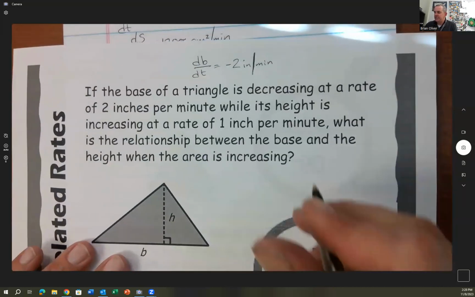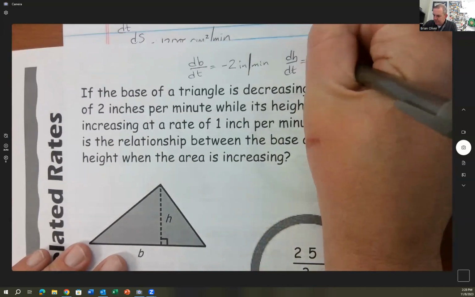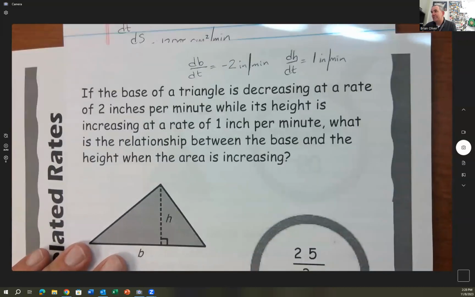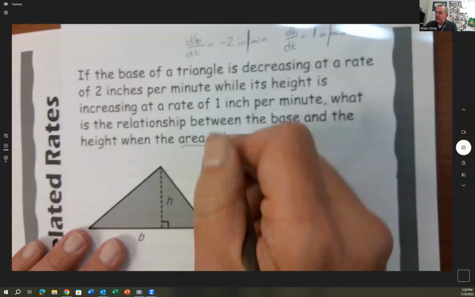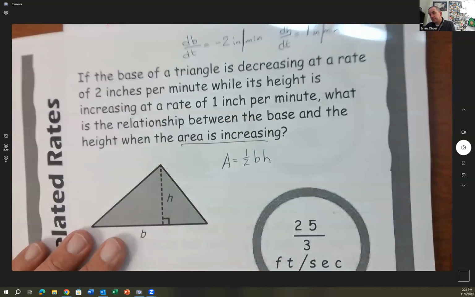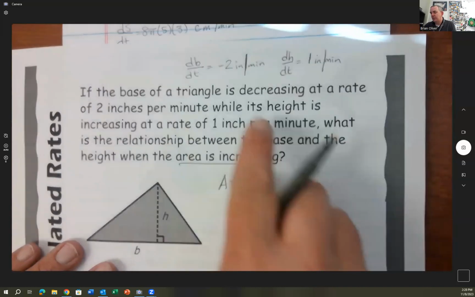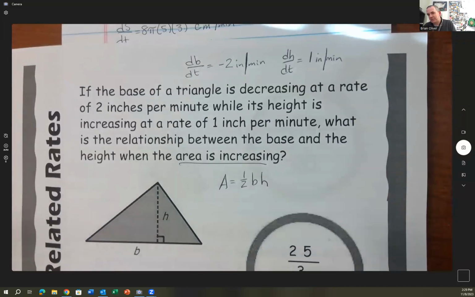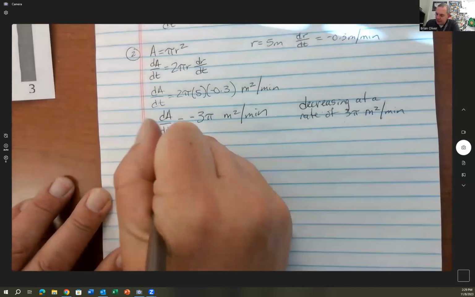While its height is increasing at a rate of 1 inch per minute. What is the relationship between the base and the height when the area is increasing? So area equals 1/2 base times height. So I have some stuff here, and notice I don't have an actual value of b, I don't have an actual value of h. I'm actually going to have an expression in this problem. It's a little different.